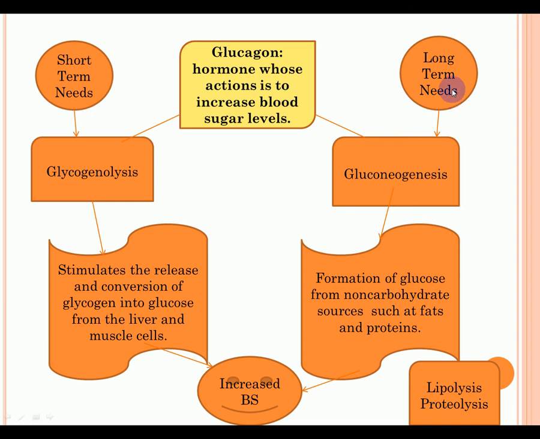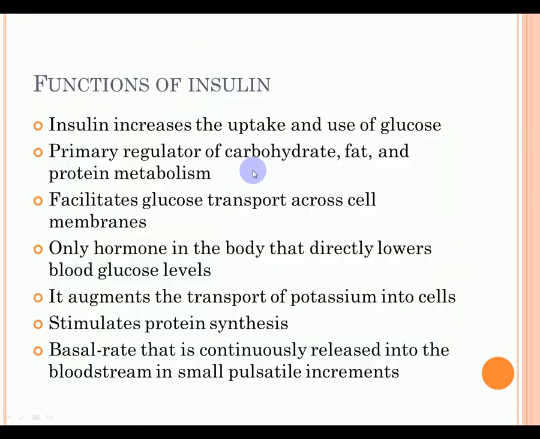For long-term needs, we go to the other G word, gluconeogenesis, and this is the formation of glucose from non-carbohydrate sources such as your fats and proteins. How does it do this? By breaking down the fats, breaking down the proteins, and the result of that is, again, we increase our blood sugar levels. So whether we go the long-term or the short-term route, we have the same outcome, our smiley face of increasing blood sugar levels.